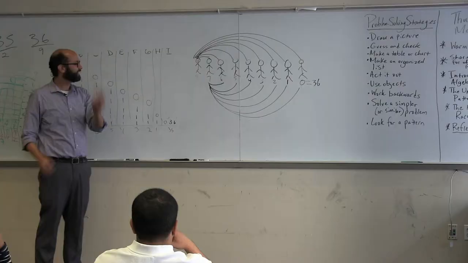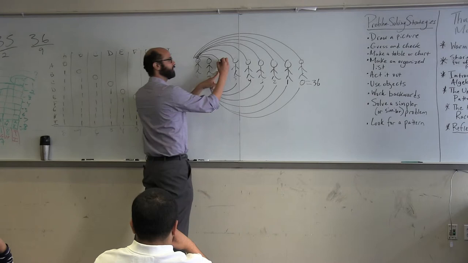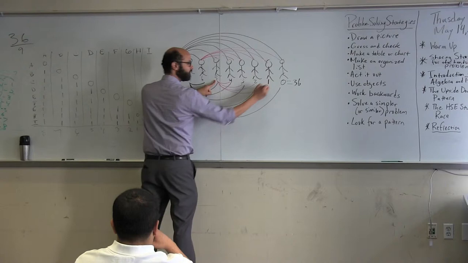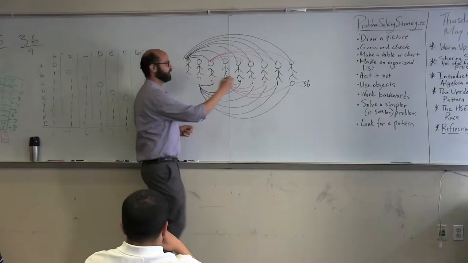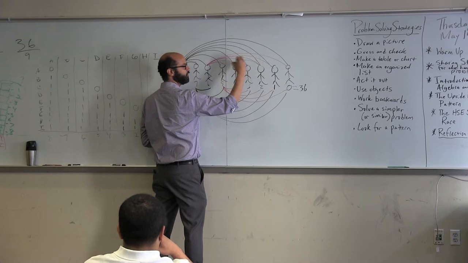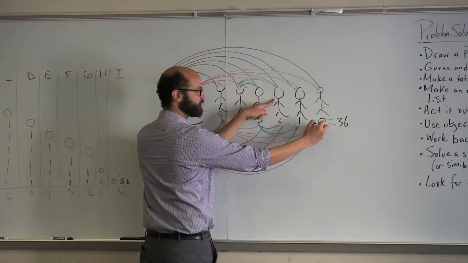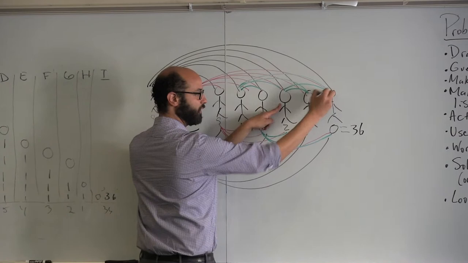So the next person, they're going to shake hands with 1, 2, 3, 4, 5, 6. And then this person's going to shake hands with 1, 2, 3, 4, 5. So now the fifth person shakes hands with 4. The fourth person shakes hands with 1, 2, 3. This person shakes hands with 1, 2. This person still has that one handshake left, right? They haven't shook this person's hand yet.